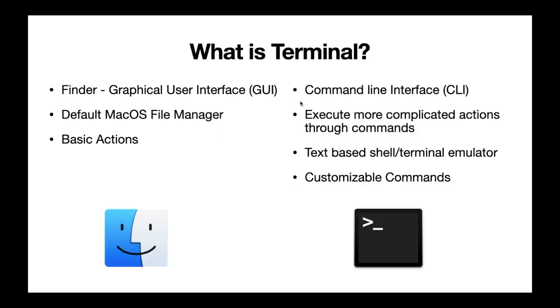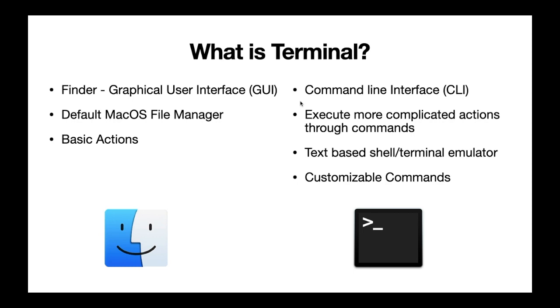So the first thing is, what is Terminal? To better understand Terminal, first we have to go over what Finder is. So Finder is a graphical user interface, a GUI, meaning that instead of displaying data through text or any other medium, it displays the data in your computer through visual images. Finder is a default Mac operating system file manager. The purpose of Finder is to manage your files and organize your folders in a way that you can easily navigate your Mac operating system.